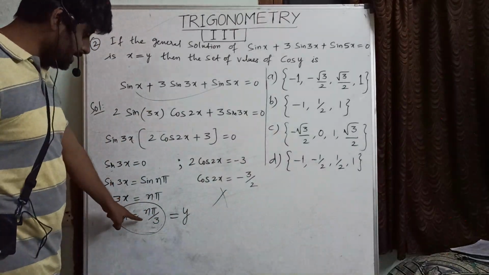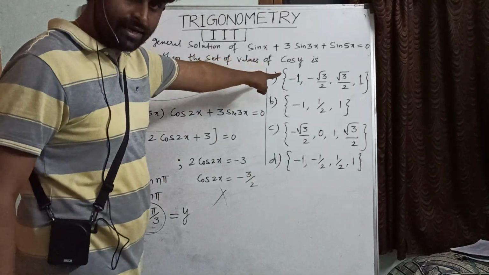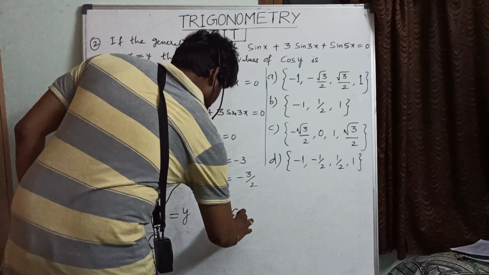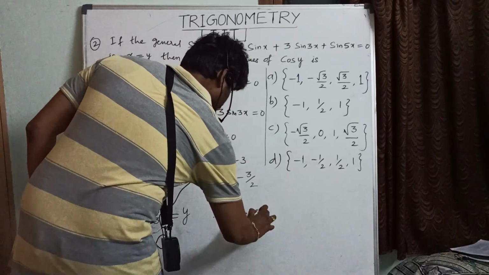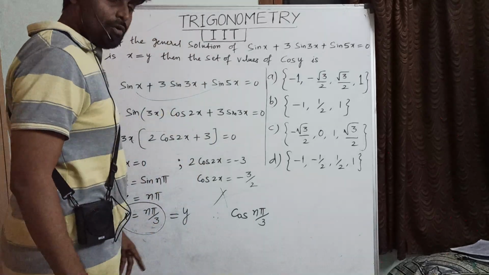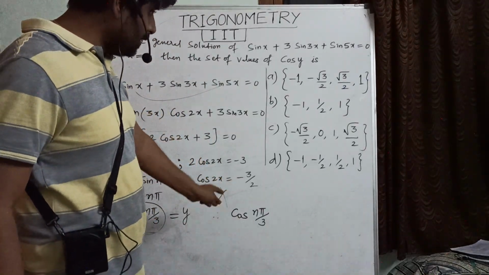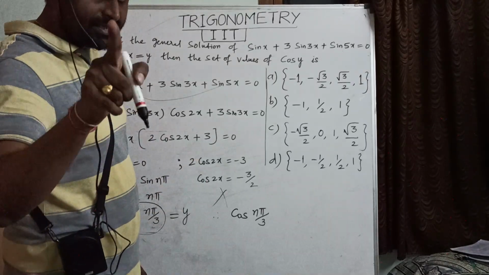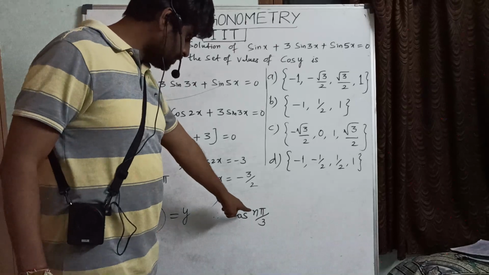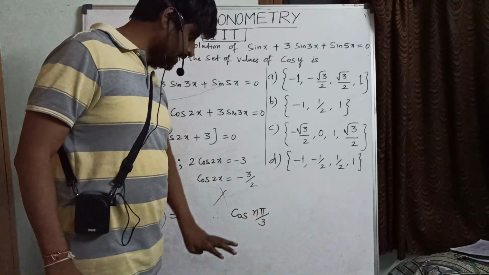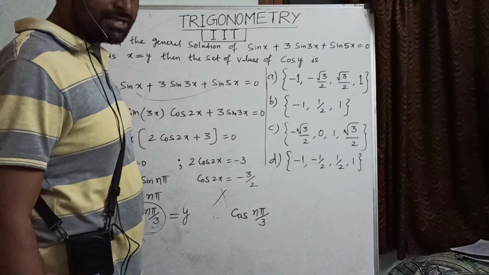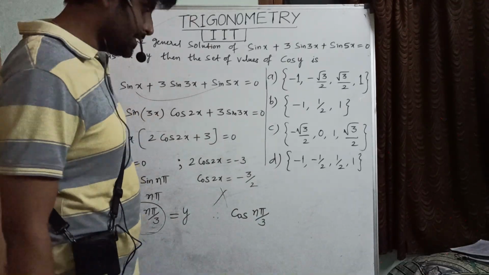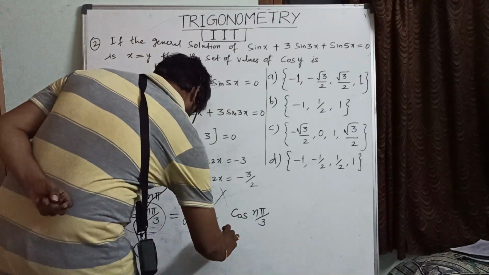N pi by 3 means, what are the possible values of cos y? It means cos n pi by 3. So we are going to find the possible values of cos n pi by 3. If we substitute negative values and positive values, we'll see what happens. Any multiple of pi by 3, any multiple of 60. If I substitute minus 1 there, what will you get? Minus pi by 3, cos of minus pi by 3, cos of minus 60, we'll get 1 by 2.